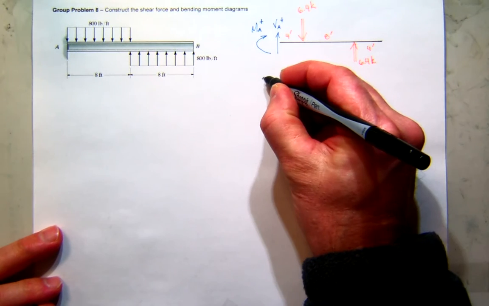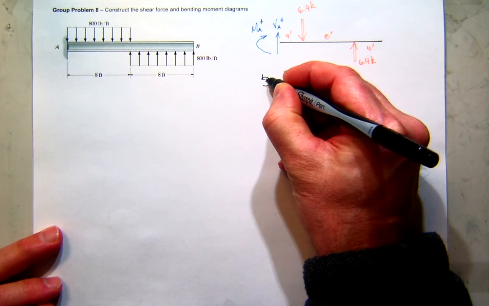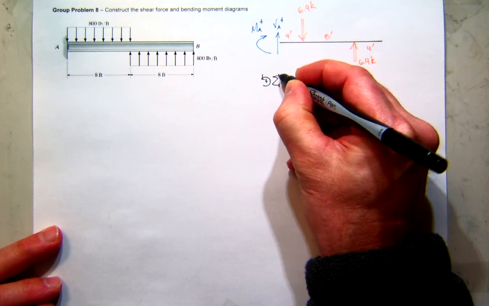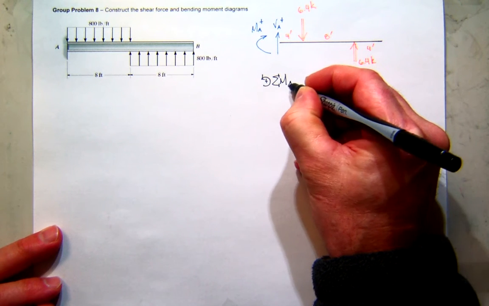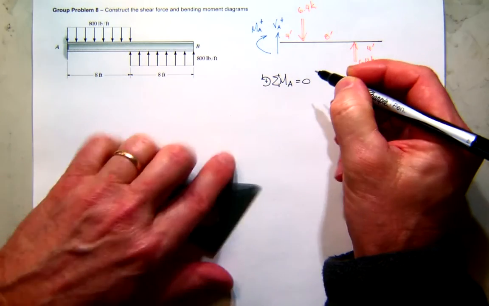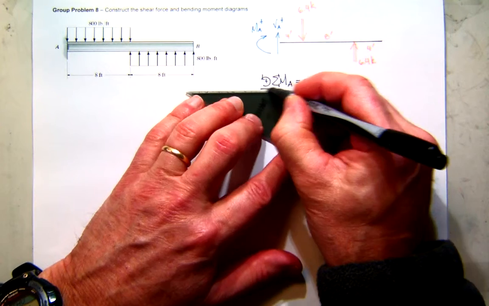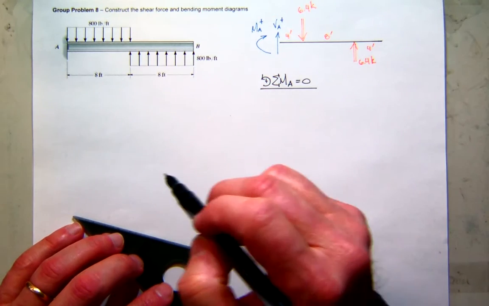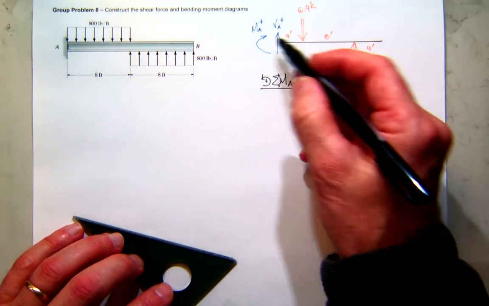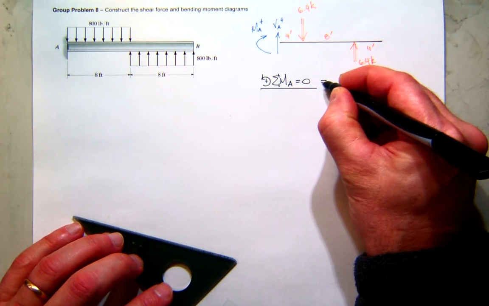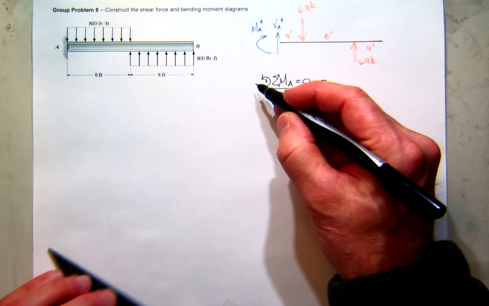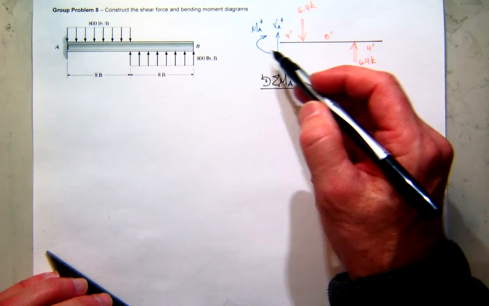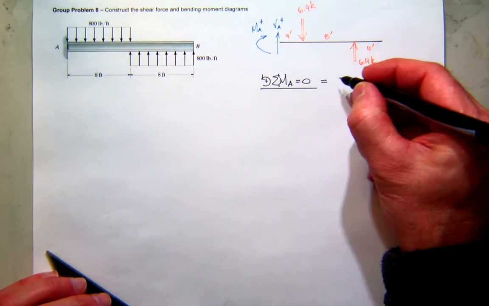So now I'm going to sum moments with right-hand rule as my sign convention, and I'm going to do it at A. That's a good place for this problem because the shear at A won't create any moment there. So I'll get one equation and one unknown, in this case the moment at A. So now that I'm using right-hand rule for my sign convention, what kind of moment is this? It's negative.